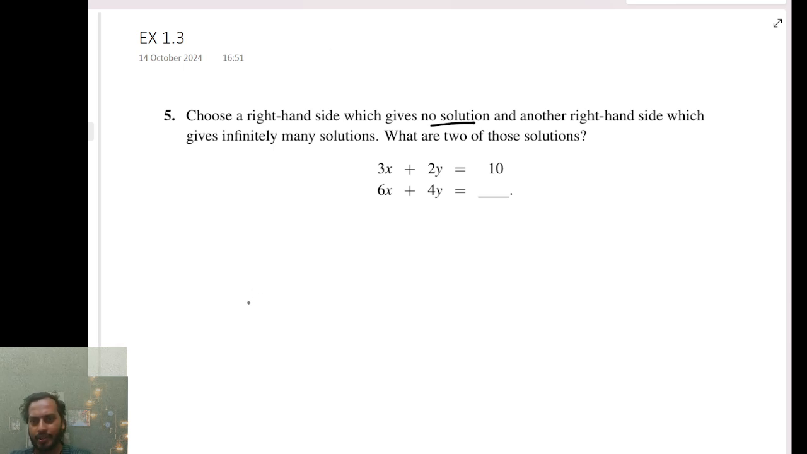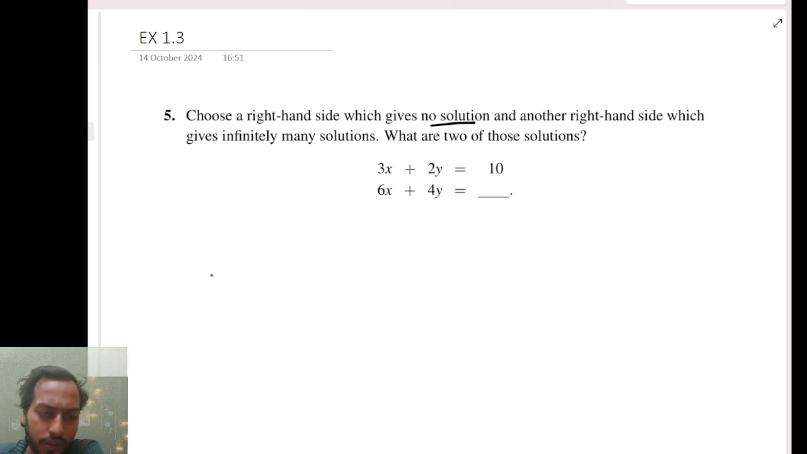My first equation is 3x plus 2y is 10. And my second equation is 6x plus 4y is what? What should I add up here so that it will give no solution? And what should I add up here so that it will give infinitely many solutions?